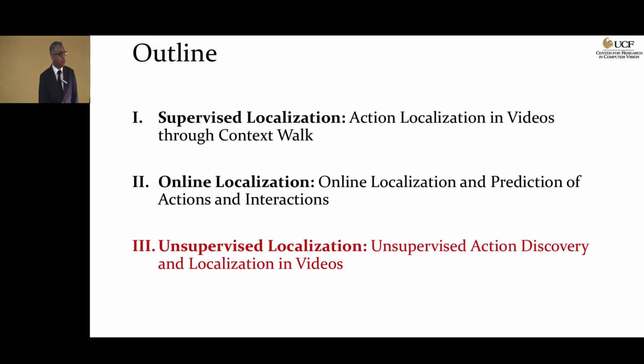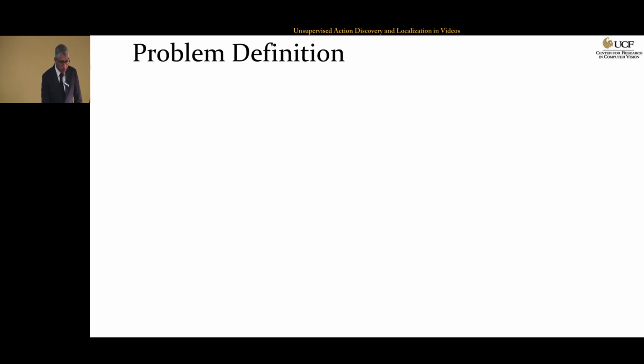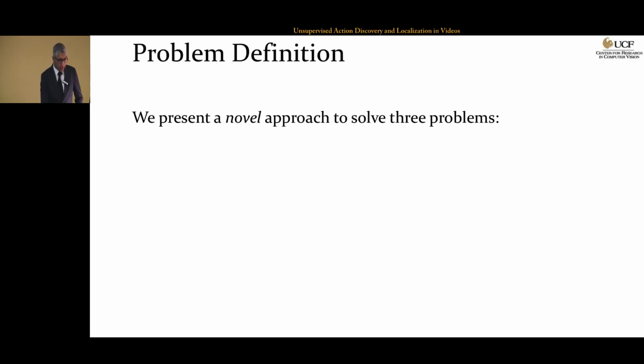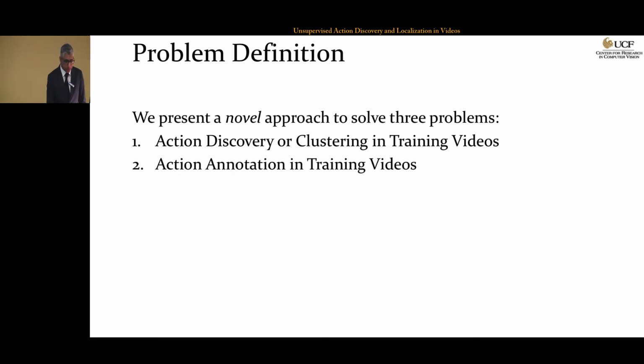So this takes us to the last part, or the third part, of this dissertation, which is unsupervised action localization. This work on unsupervised action discovery and localization in videos was recently published in ICCV this year. The way that we define this problem is that it has three problems that we need to solve. First, given an unlabeled, unannotated set of videos, we want to discover the actions and cluster them in training videos so that we can learn an action detector to test in testing videos.